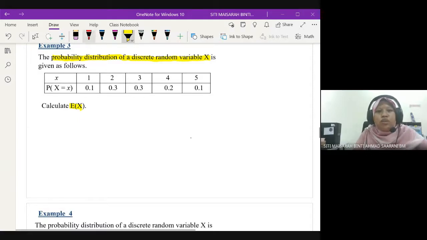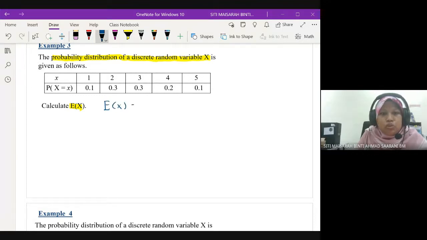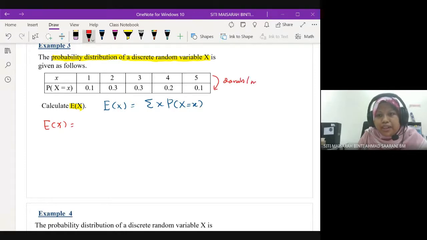Okay. So the formula for EX is EX equals to summation X multiplied by PX equals to X. So then to get EX is actually we multiply X with PX equal to X. So darab ini kena darab. Kena multiply. Then setiap satu kolom ni kita akan multiply and then kita akan tambah lah. Ni tambah.